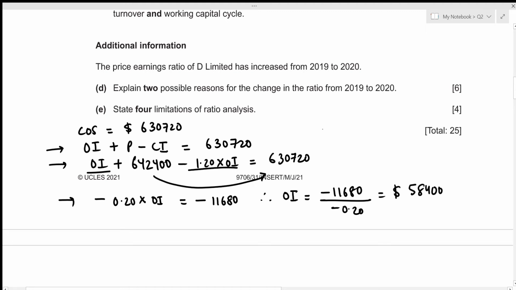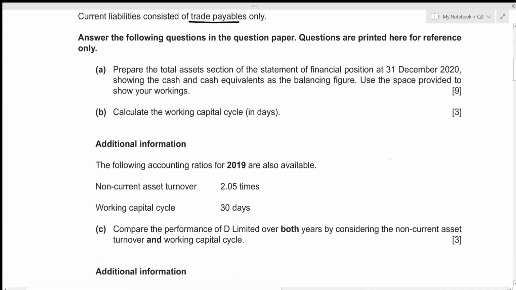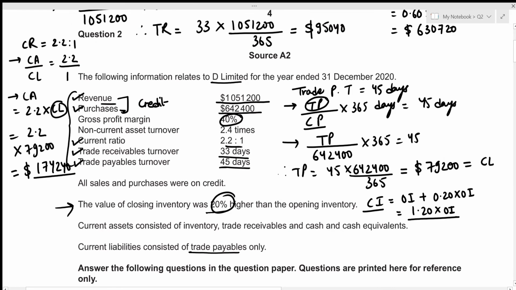Now we can easily figure out our closing inventory as well. Closing inventory is just going to be 1.20 times opening inventory. That's the equation that we formed from the given information. So that's 1.20 times the value of opening inventory, 58,400. So this gives our total closing inventory to have the value of 70,080. Okay, so we also made use of the third information.